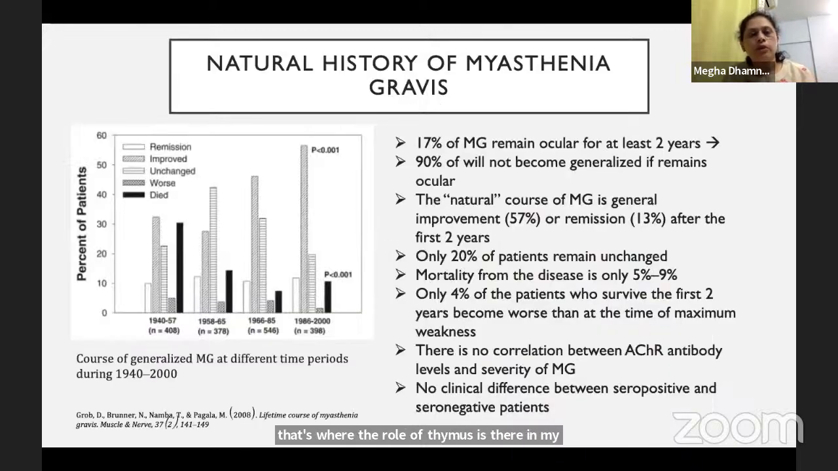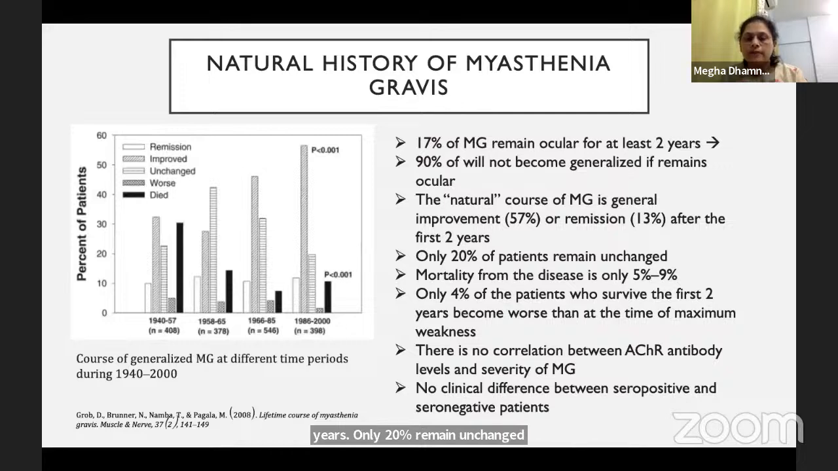Now, switching to the natural history, what happens typically to our patients with myasthenia gravis? So most of them will be generalized, but a minority of them, 17% of myasthenia, may remain ocular. They begin with ocular and they remain ocular for 2 years. And those who remain ocular for 2 years, most of them, we can be about 90% sure that they will not be generalized, right? So the natural course of myasthenia is improvement in 57%, remission in about 13%, after the first 2 years. Only 20% remain unchanged.